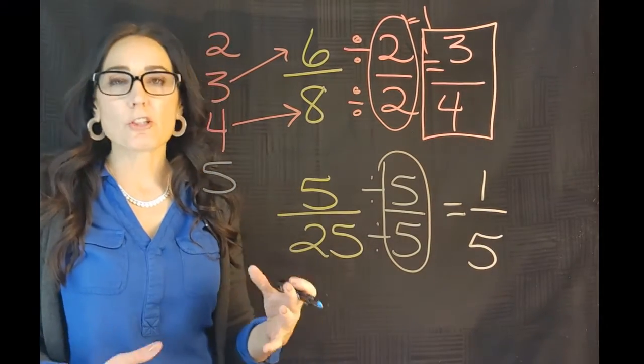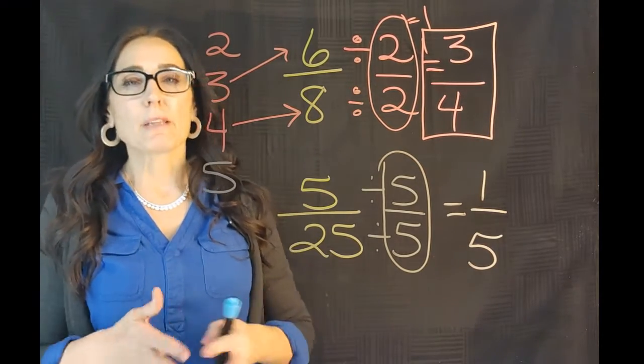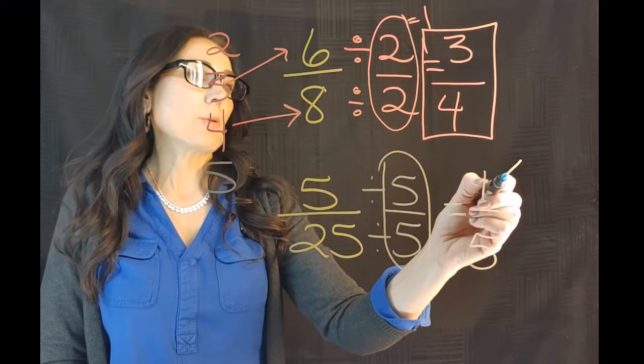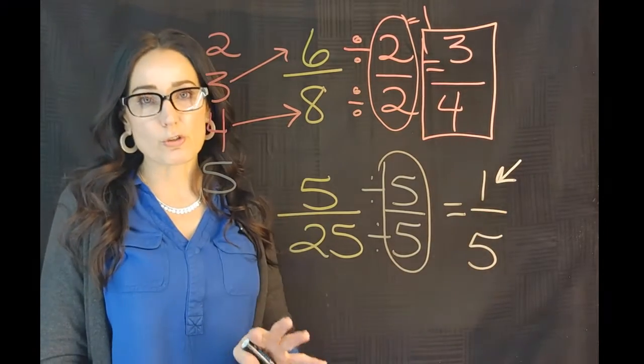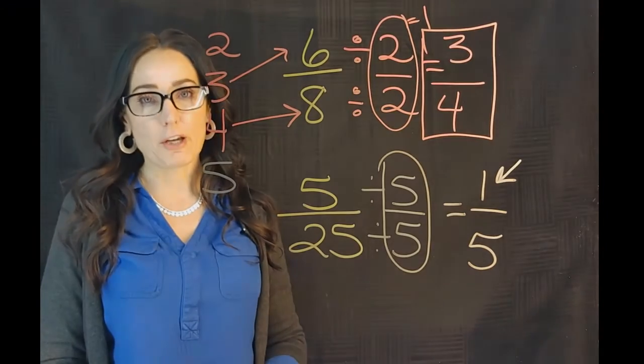So this is something you're going to see quite a bit. You'll have a lot of fractions that are pretty simple already, but they just need to be taken to the lowest possible term. Now another thing to note is anytime you have 1 as your numerator, you can't go any lower. That is as far as that fraction could possibly go.